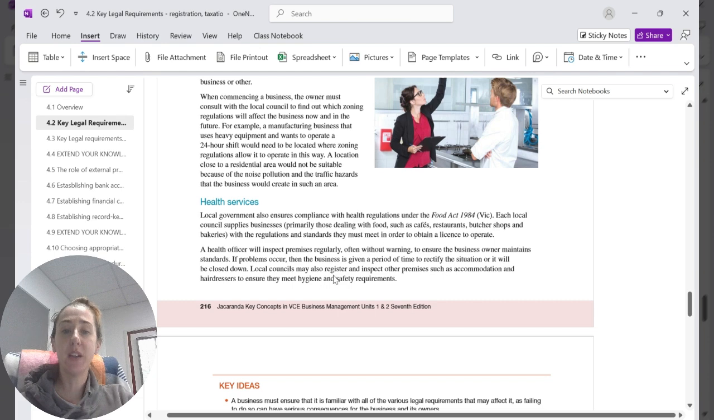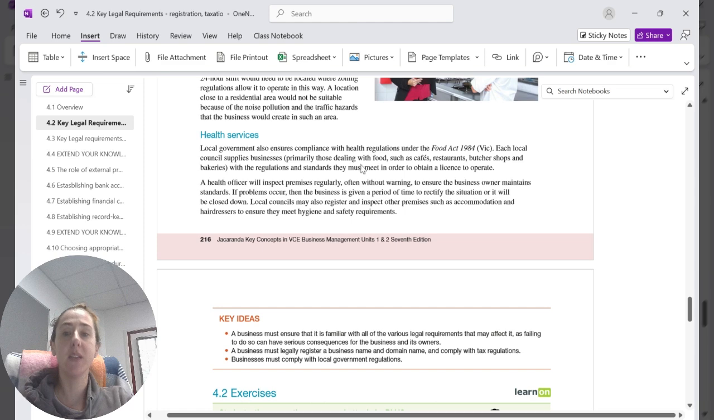Local councils may also register and inspect other premises like accommodation and hairdressers to make sure they're meeting hygiene and safety requirements. So again, this is a local government regulation. So you would need to look into what applies in your local area.